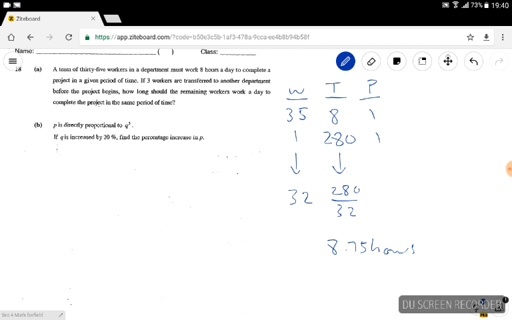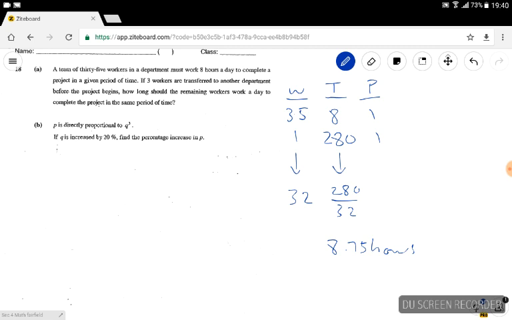For this type of question, I don't use the direct inverse proportion because I find it too troublesome. This is definitely much faster. But for part B, you have no choice. You definitely must use the direct inverse proportion. So let's see how we do this.